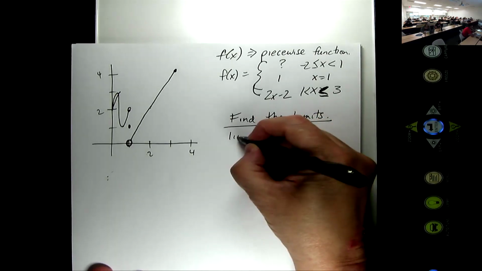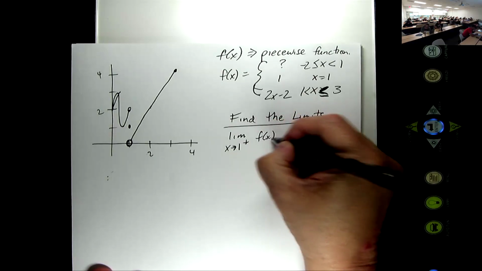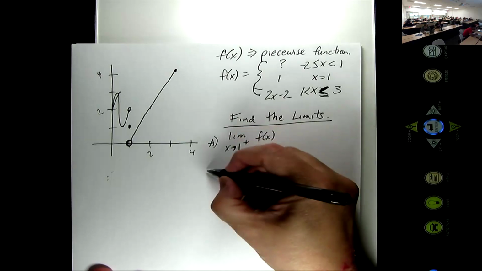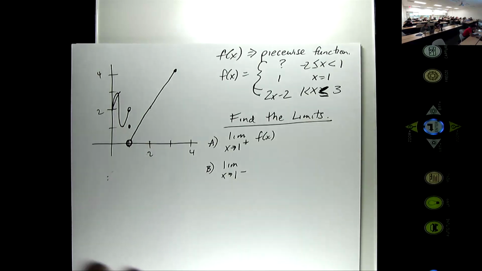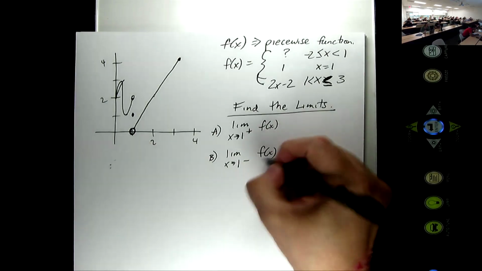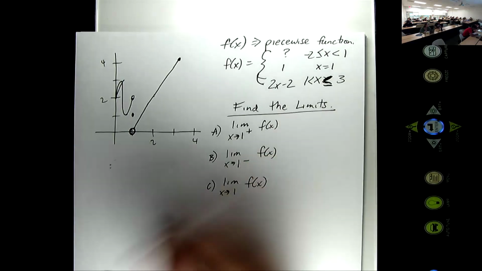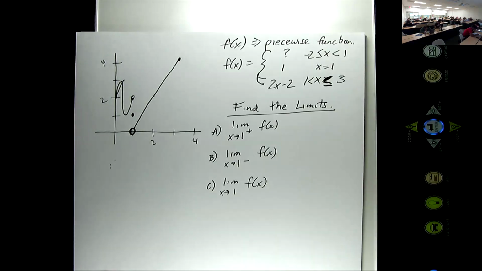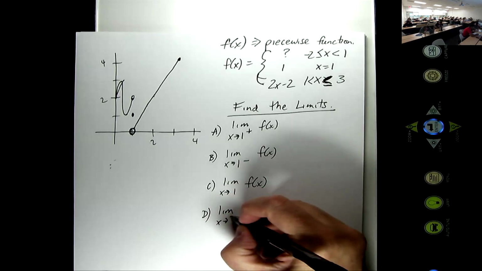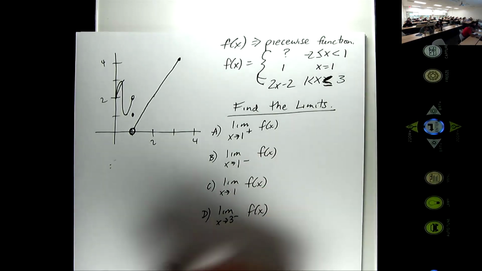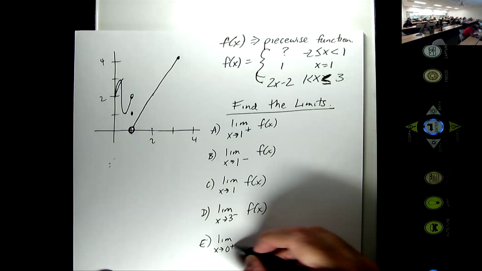Either way, let's find the limit as x approaches 1 from the positive side. That'll be A. B, limit as x approaches 1 from the negative side. C, limit as x approaches 1. Limit as x approaches 3 from the left. And limit as x approaches 0 from the right.